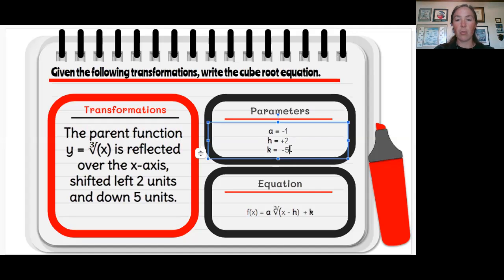So now we're going to go into our equation and replace. This a value was -1. Our h value was +2, so I need to go in here and change not only the h, but also the sign. So that's a +2. And then the same thing with k. That ends up being a -5. And so our equation is negative 1 times the cube root of x plus 2, minus 5. If we were to put that into Desmos and graph it, which I'm actually going to do, I'm going to see if it'll work, just so you guys can see what this looks like.